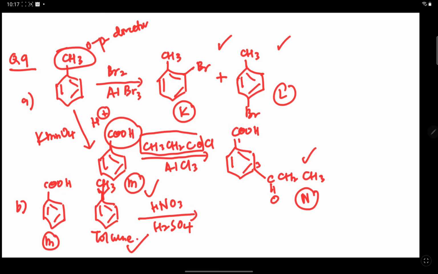Compare to benzoic acid ni, benzoic acid ni dia ada carboxylic group that act as a deactivating group. Deactivating group ni apa function dia? Deactivating group, it will withdraw electron from the benzene ring, destabilize the carbocation intermediate and decrease the rate of reaction. Of course, toluene akan bertindak balas lebih cepat sebab dia ada activating group. Compare to yang ni, dia ada deactivating group. So, you explain macam tu lah.